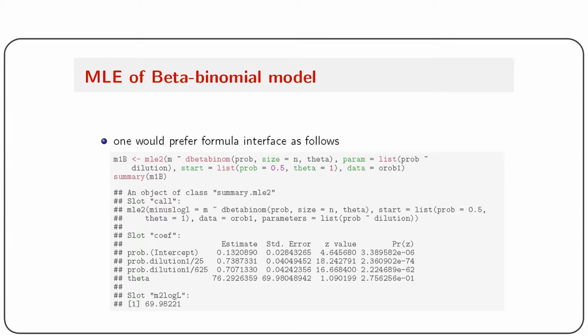One would prefer the formula interface as well. So say M1B equals mle2, m tilde dbetabinom, prob, size equals n, theta, then the parameter list is prob tilde dilution, and start equals list, prob equals 0.5, theta equals 1, then data equals ORO B1, and the summary of M1B will give you almost the same results that you saw in the previous section.